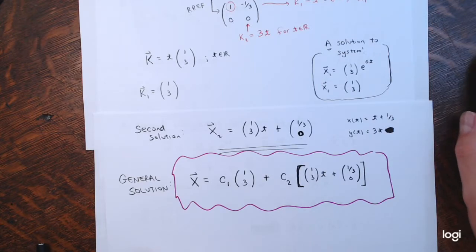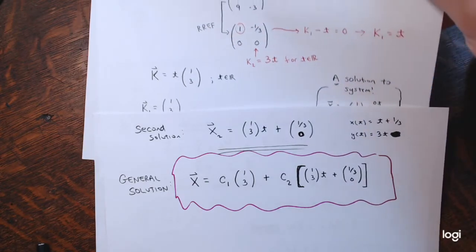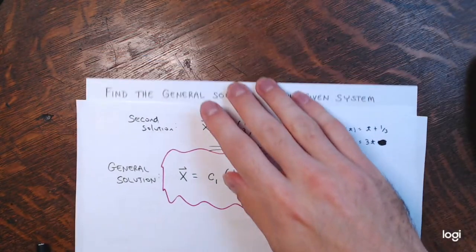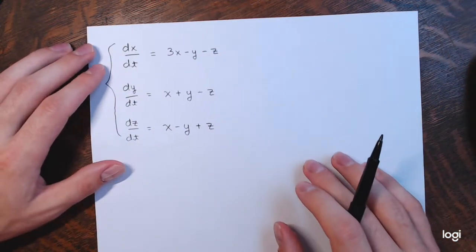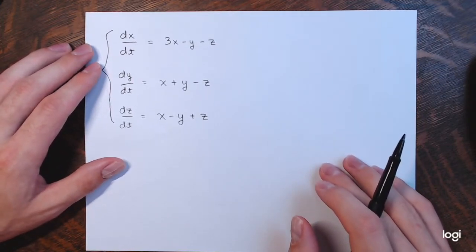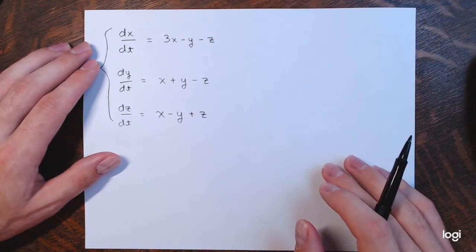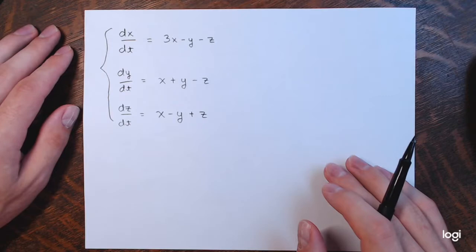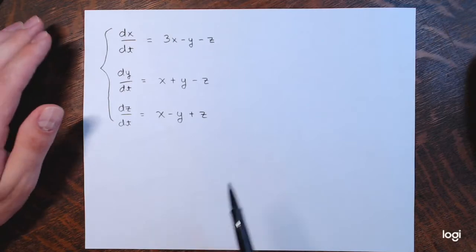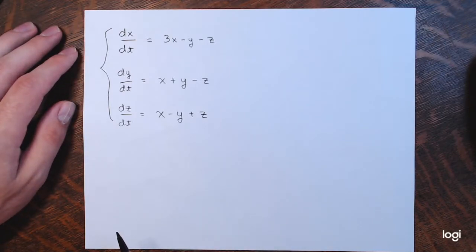Okay. All right, so I've got just one more example. This was an example of a 2x2 system where I needed to find 2 linearly independent solutions, and then the general solution was any linear combination of those. And my next example, the last example of this video, is a 3x3 system. So being a 3x3 system, I should be finding 3 linearly independent solutions. And then the general solution is any linear combination of those.